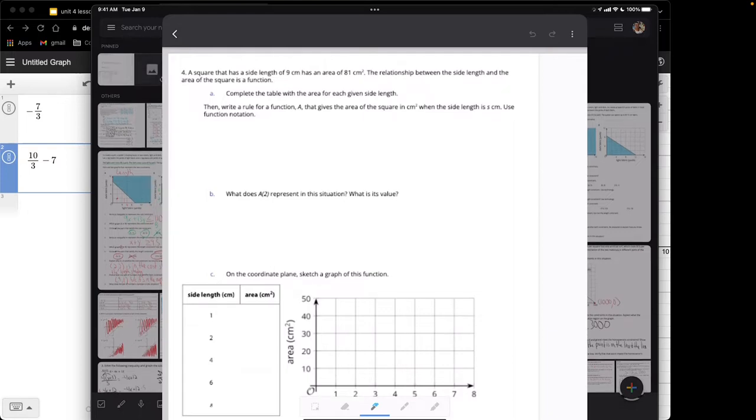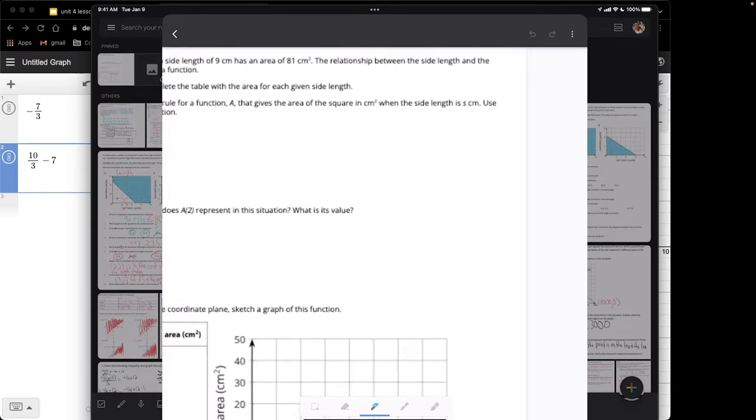Okay. So if you forgot, I'm just going to write this off to the side here. We should know from our past that in a square, all sides have the same length. They're all congruent to each other.